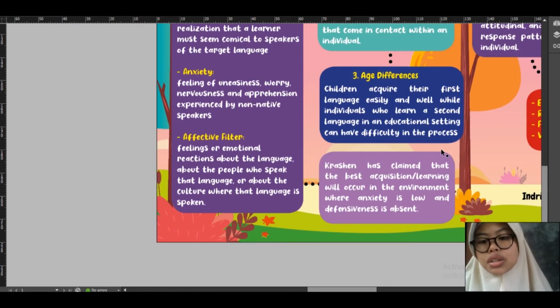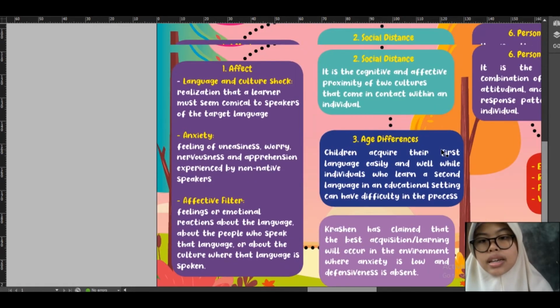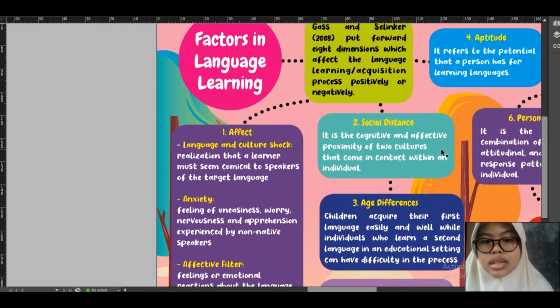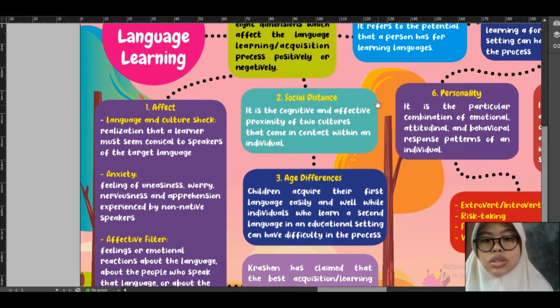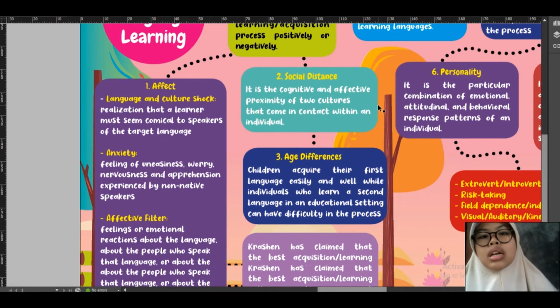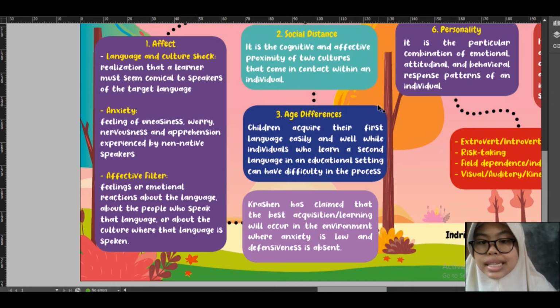Okay, Krashen also says that the best acquisition or learning will occur in the environment where anxiety is low and defensiveness is absent. Okay, let's go to the second factor, which is social distance. Social distance is the cognitive and affective proximity of two cultures that come in contact within an individual.